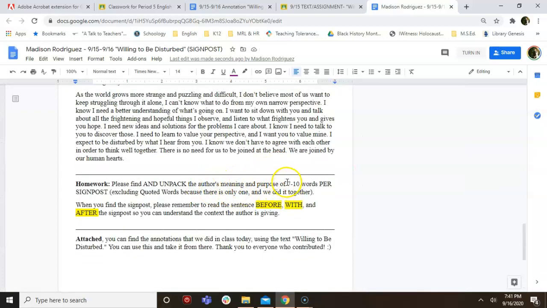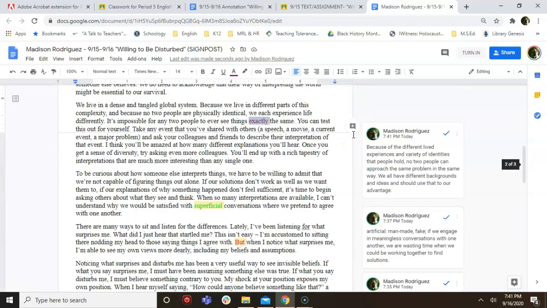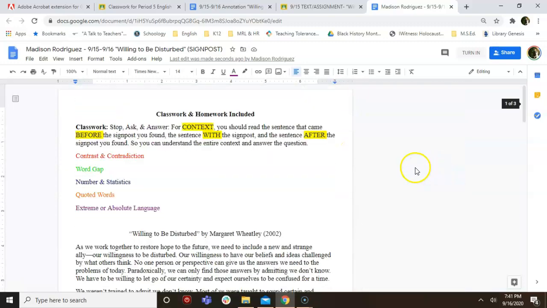Now let's say I want to make sure that I follow the homework. I am unpacking 7 minimum to 10 maximum words per signpost. Of course, it's not the quoted words because we already did that. And then you can find the annotations that we did in class attached. So let's say that I'm done. Let's say that I did this process 4 times. Well, there are actually 4 word gaps. But let's say that I did it 6 more times. I did contrast and contradiction a total of 7 times. Word gap a total of 7 times. Number and stats, so let's say 10 times. And extreme or absolute language a total of 8 times, whatever. At least 7, no more than 10. And I'm ready to turn it in.